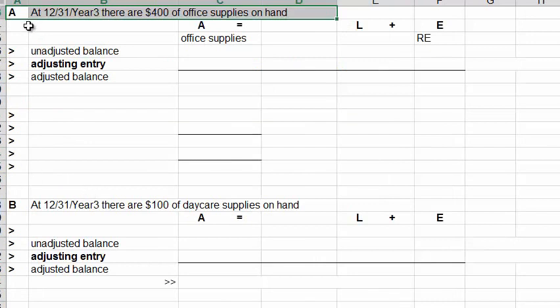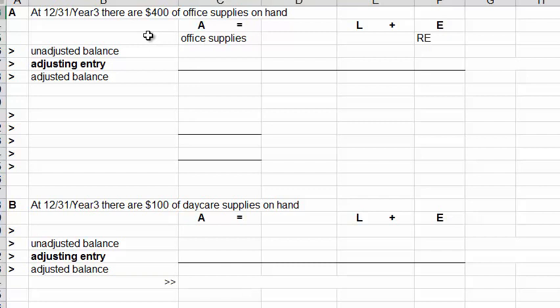Let's start with the first bit of extra supplied information, the information for A. It says at 12/31, year 3, there's $400 of office supplies on hand. What that means is somebody went to the supply closet, and this is something every company would have to do at the end of every accounting period. They need to go out and inventory or count things like supplies.